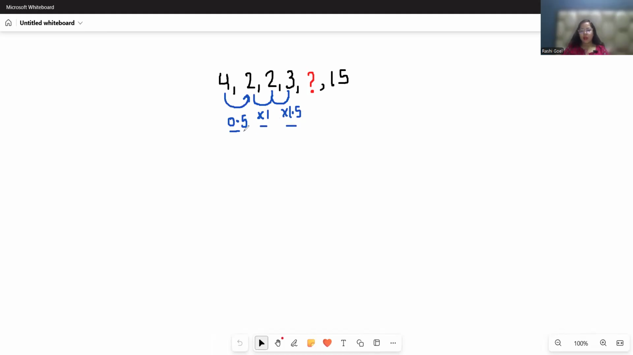So first we multiply by 0.5, then 1, then 1.5, then what is the next multiplication? With 2. So 3 times 2 is 6. So what replaces the question mark?